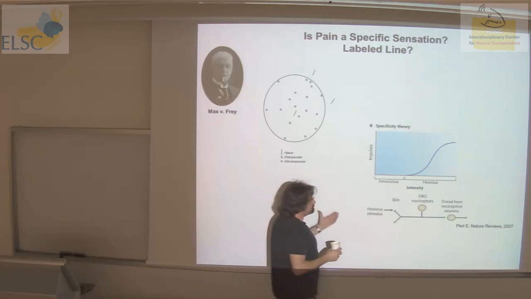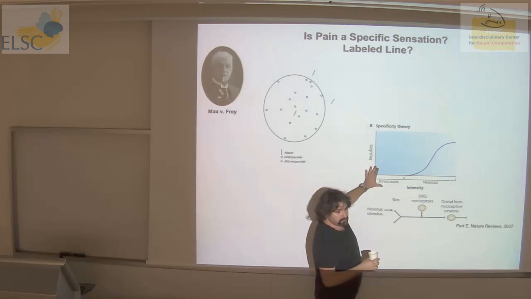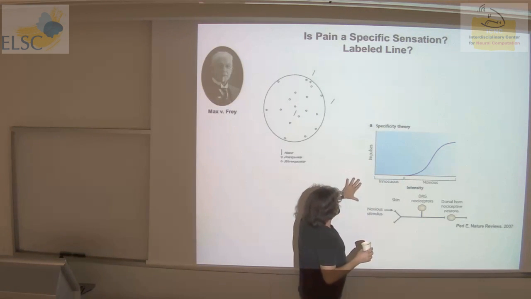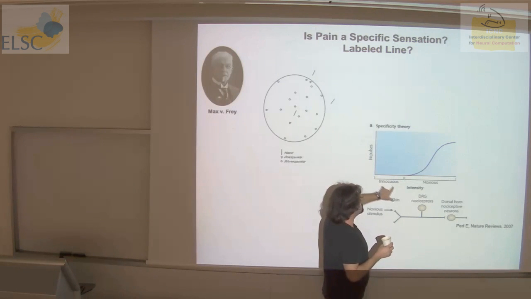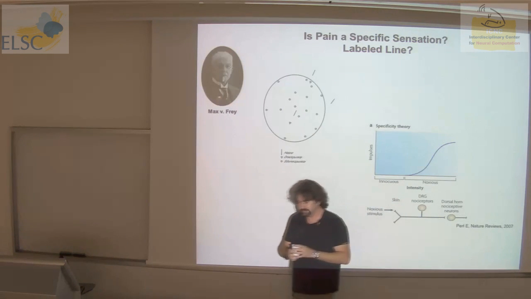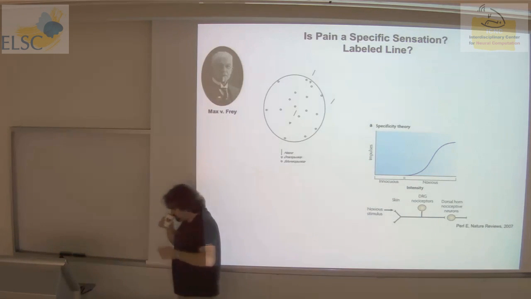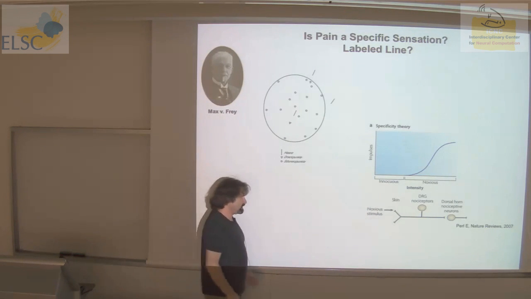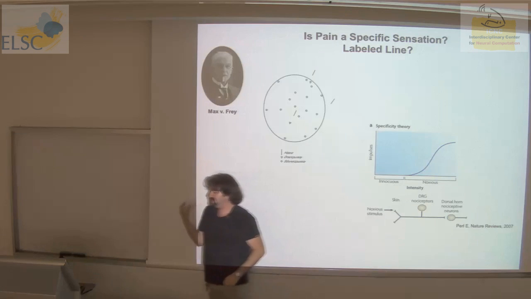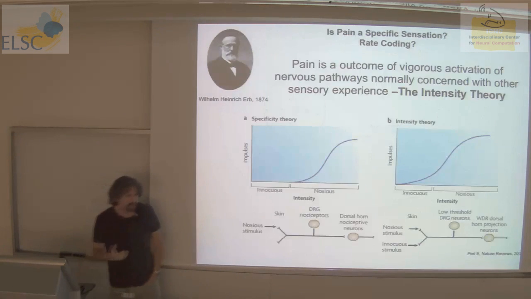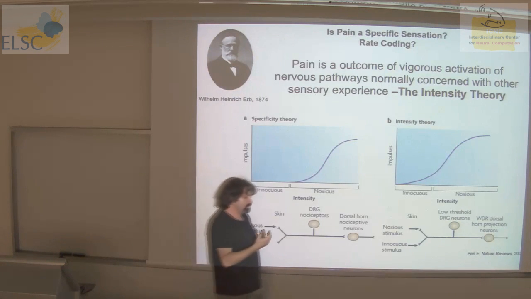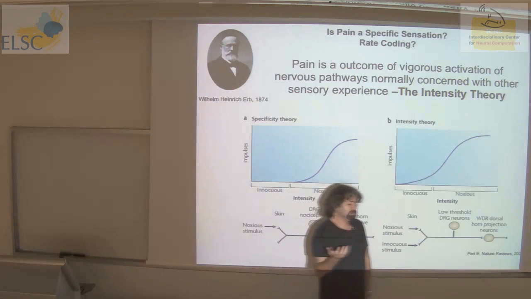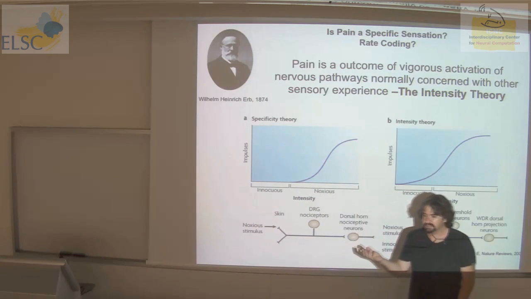So he was an initiator of the specificity theory, meaning there are stimuli that, independent of their intensity, could be either innocuous or noxious. And pain is indeed a specific sensation. Okay, but the problem was: how could pain be a specific sensation if you can feel pain as a result of thermal stimuli or mechanical stimuli or chemical stimuli?